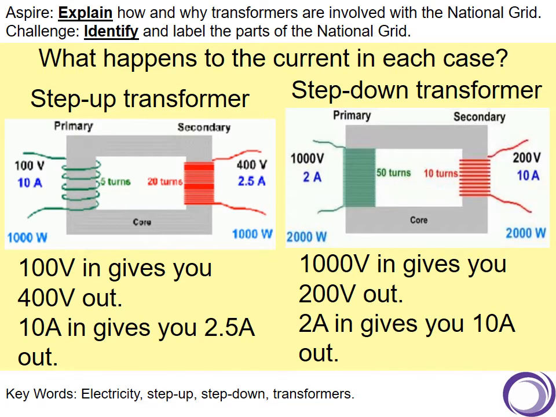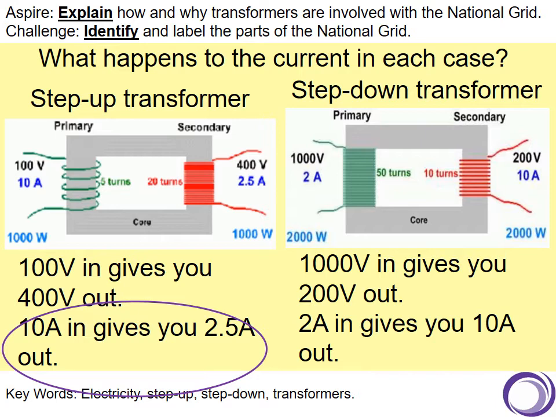So if we look at both the step-up transformer and a step-down transformer, we need to look more specifically at what happens to the current. In a step-up transformer, we've got 10 amps going in, and it gives you 2.5 amps out. So you can see in a step-up transformer, whilst the voltage increases, the current actually reduces.